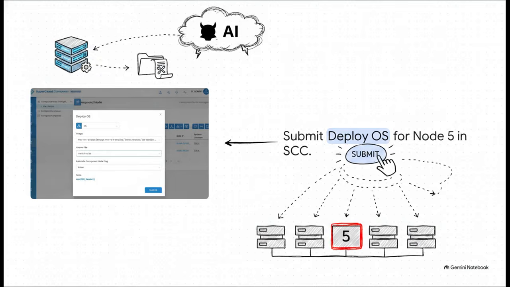So with your artifacts ready, the actual deployment is literally just a few clicks. You select your image and your newly created answer file from the drop-down menus, target your specific bare metal node, like Node 5, for example, hit Submit, and SuperCloud Composer just takes over the entire provisioning process. You can just sit back.